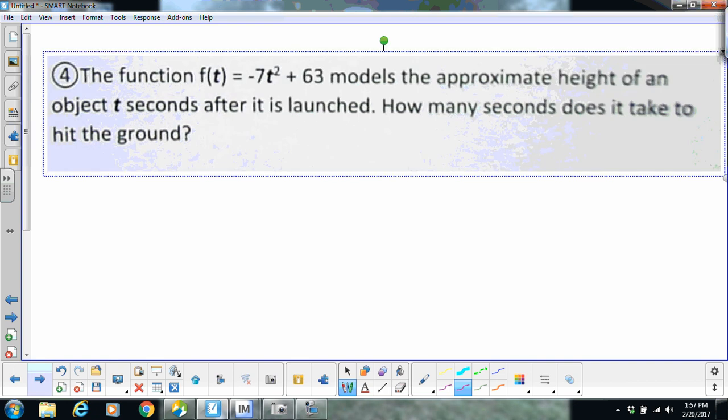Okay, problem number 4. Same thing here. How many seconds does it take to hit the ground? So we're going to set this equal to 0.